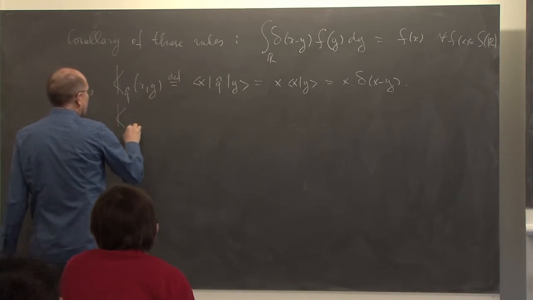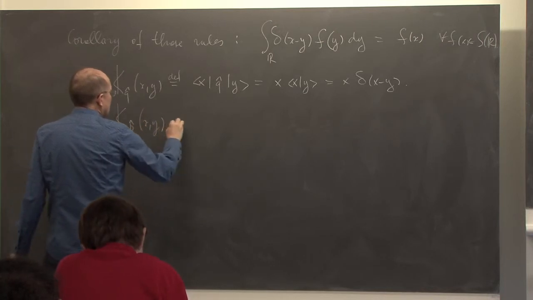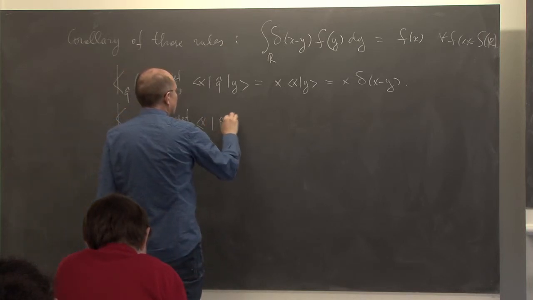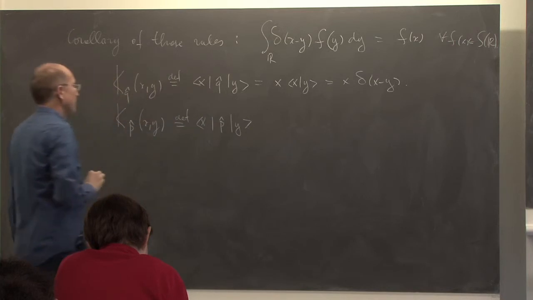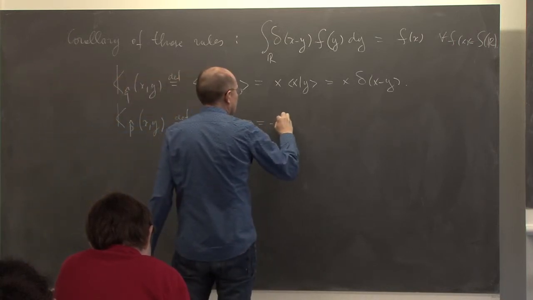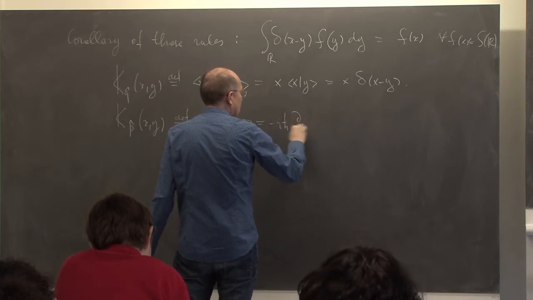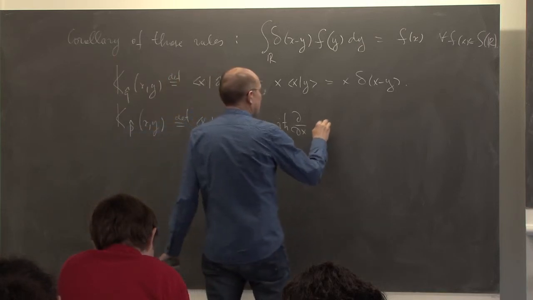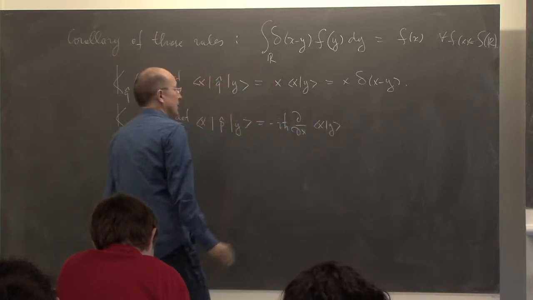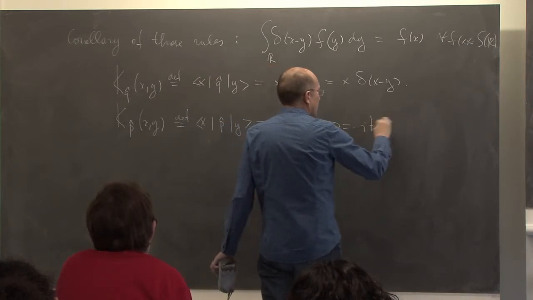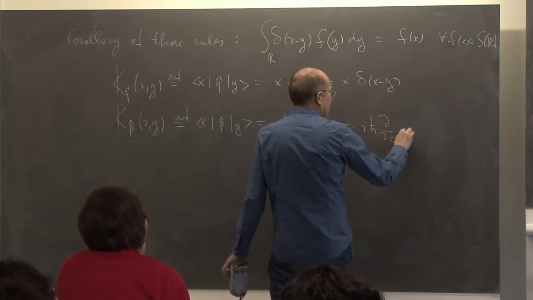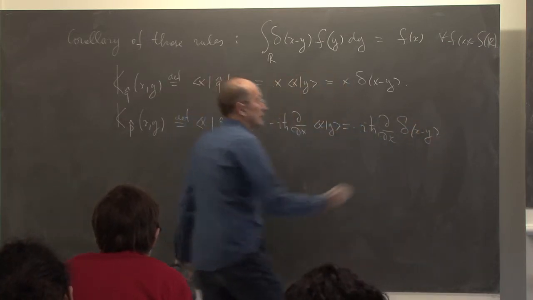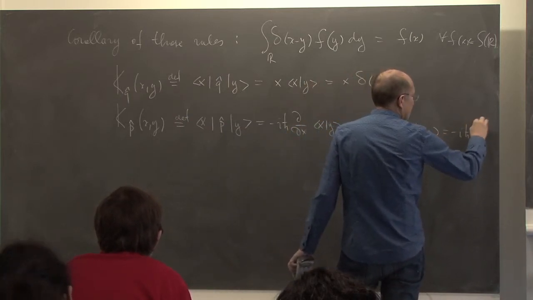And the integral kernel of the momentum operator is treated similarly, x p hat y. Then we use the rule to pull out to the left p hat, which becomes minus i h bar d/dx, bracket x y. So it becomes a delta function again. And so this is the derivative of the delta function.